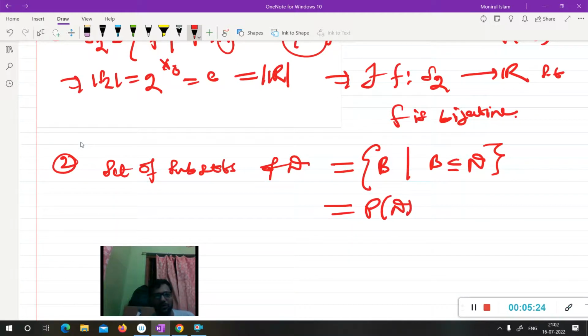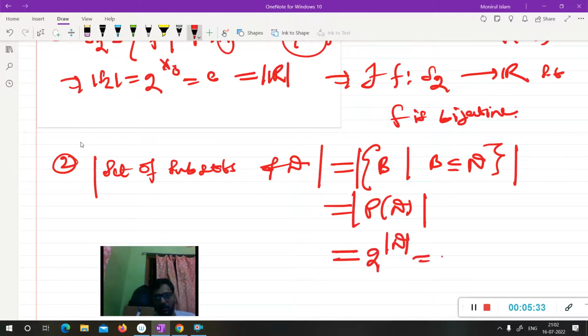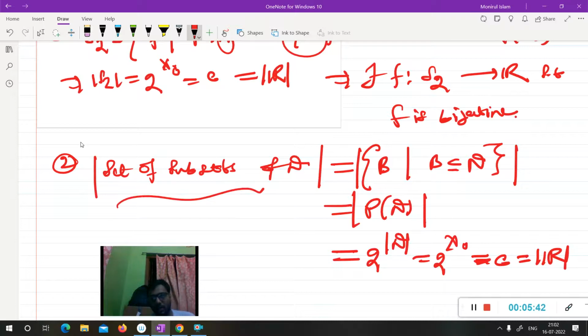Now what is the cardinality of this set, the power set of N? The cardinality of the power set of N is 2 to the power of the cardinality of N. The cardinality of the natural numbers is alpha naught, and 2 power alpha naught is C, the continuum, which is nothing but the cardinality of R. So both the set of subsets of N and R have the same cardinality.